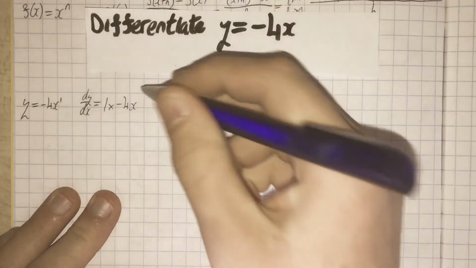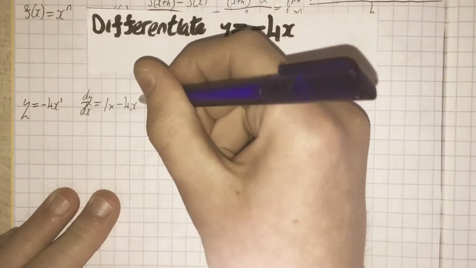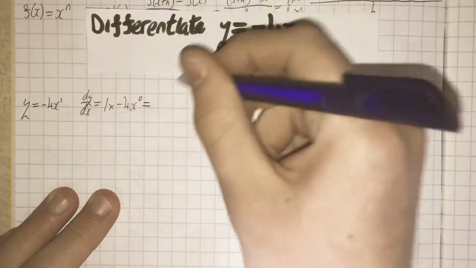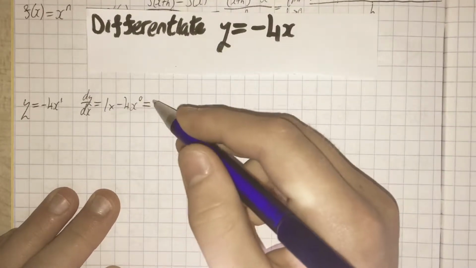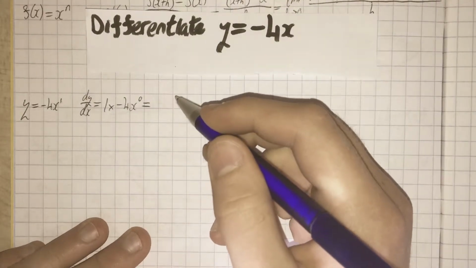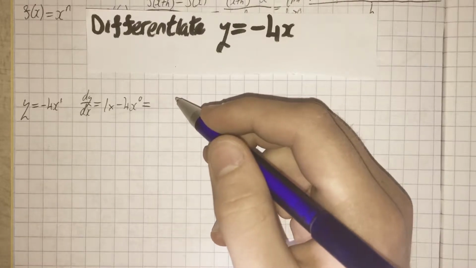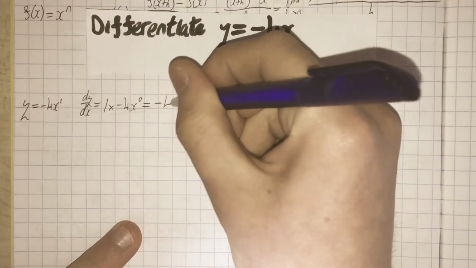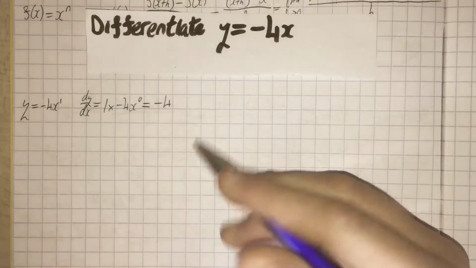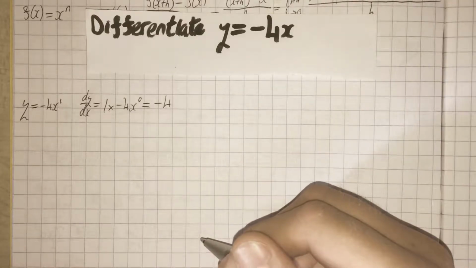So that's going to be 1 minus 1, which is 0, and anything to the power of 0 is, well, almost anything, is 1. So we're left with minus 4. So not too hard.